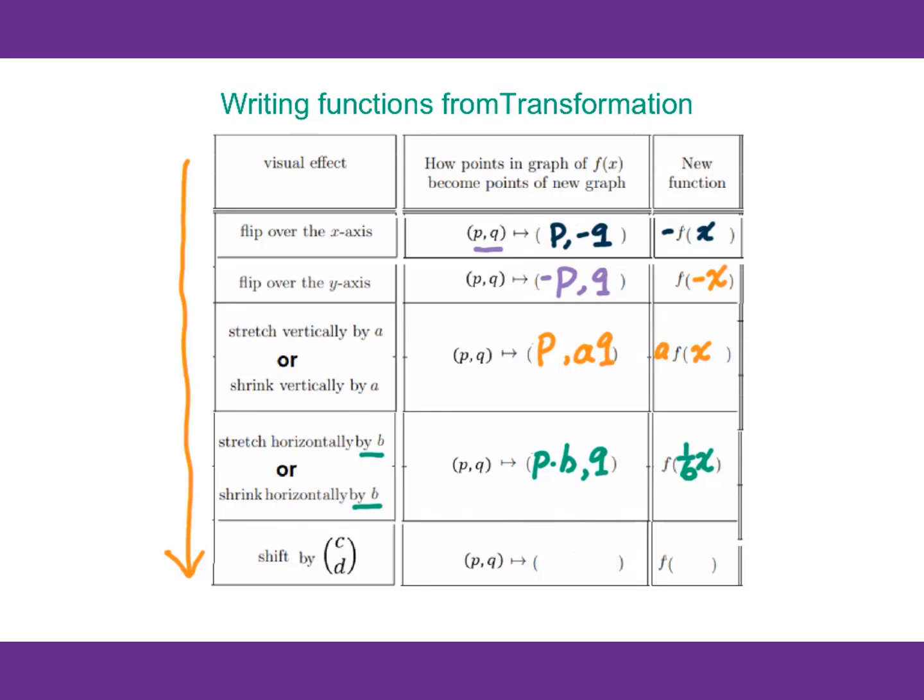Shift by vector (c, d). As we know, this will be x, here's y. So you get p plus c and q plus d. For the function, remember, inside is a liar. Therefore, for this x, you will get x minus c. Then you plus d.